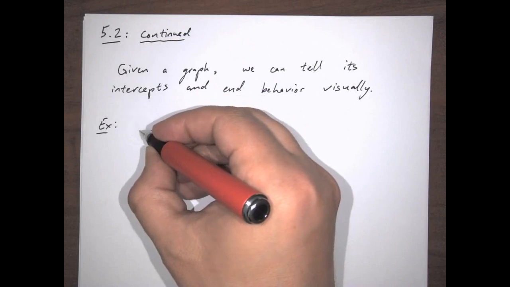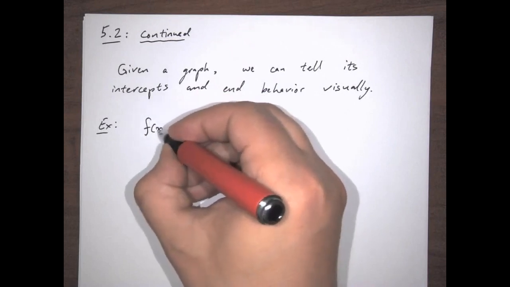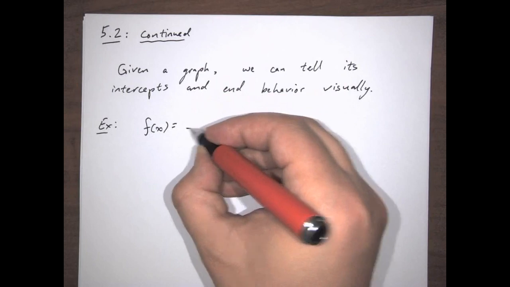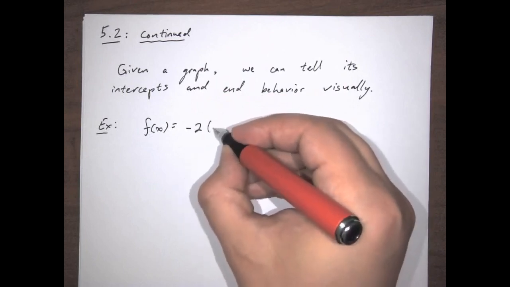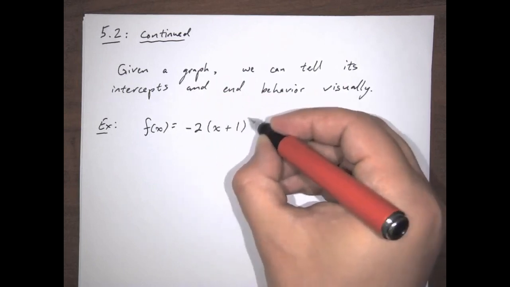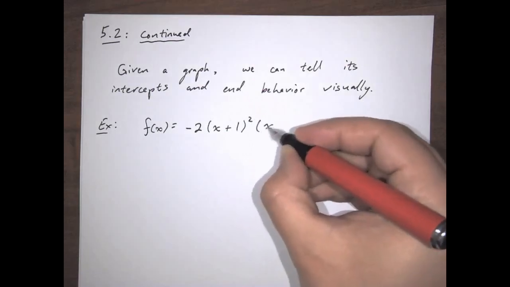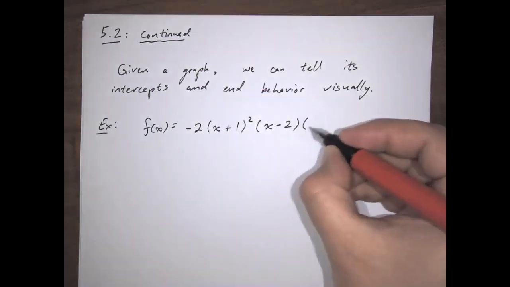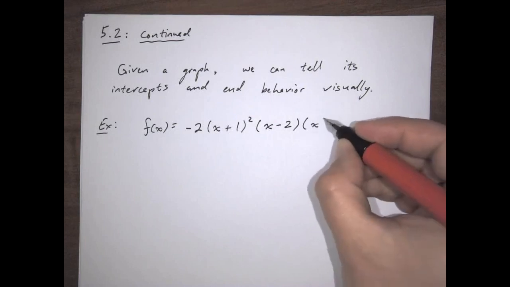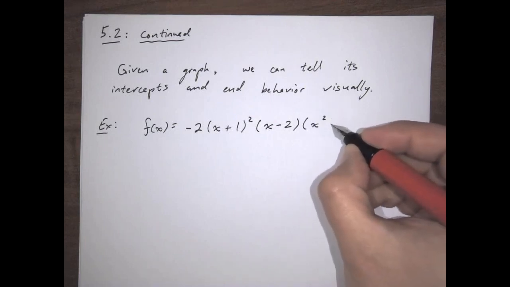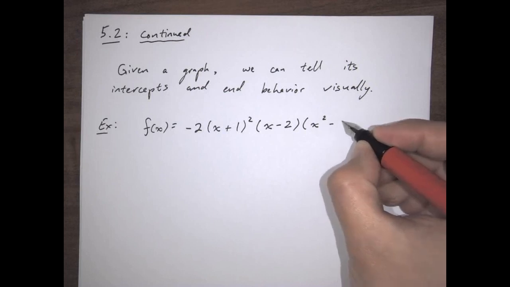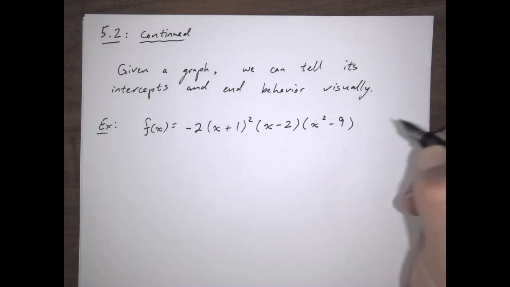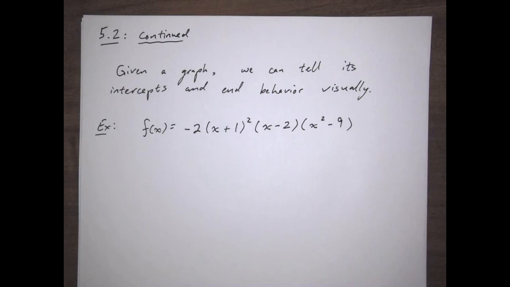function such as this. f of x is equal to -2 times (x plus 1) squared times (x minus 2) times (x squared minus 9). Something like that. So this is maybe a little bit bigger than you would typically see, but there's no harm in it because we are not going to be doing anything by hand. We're going to be doing it graphically.